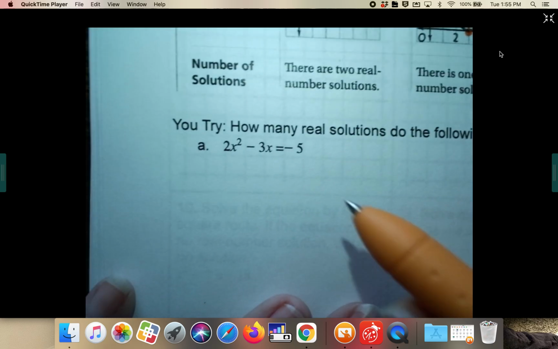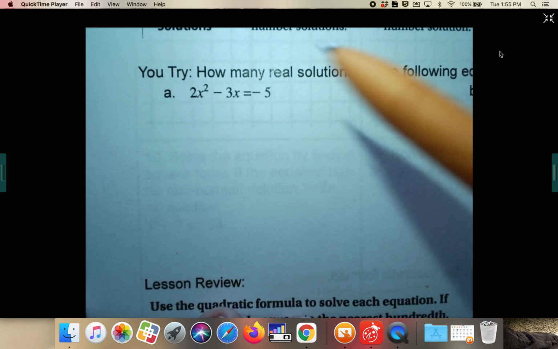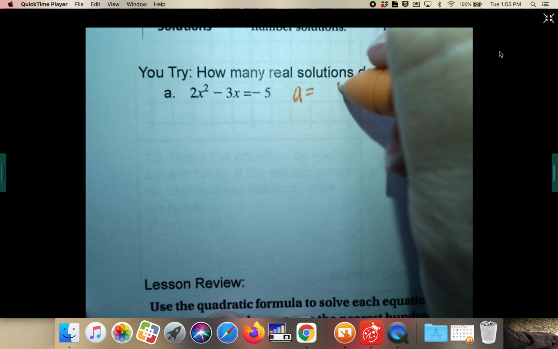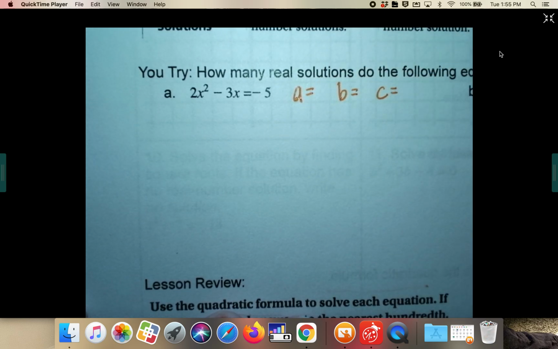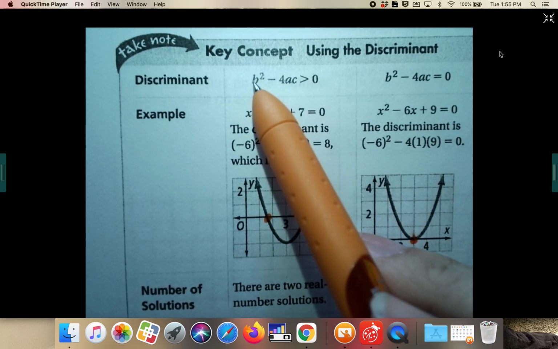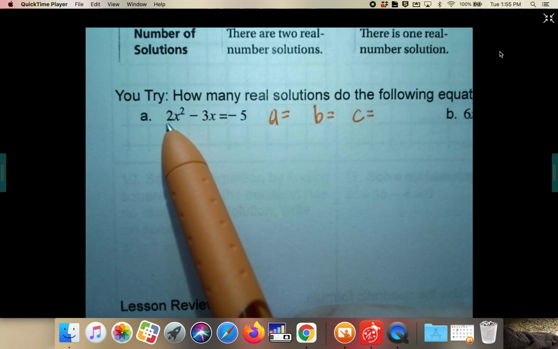Okay, so without solving the whole big quadratic formula, all I want you to do is the discriminant. So let's write off to the side what our A is, what our B is, and what our C is so that we can use the discriminant. Actually, do we even need the C? Because the discriminant, oh yeah, we need all of them, just kidding. Okay, the A term is what's in front of x squared. That would be 2.